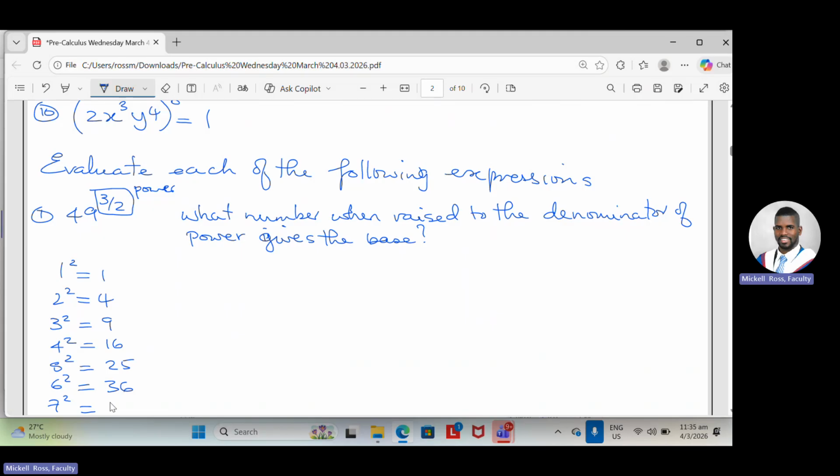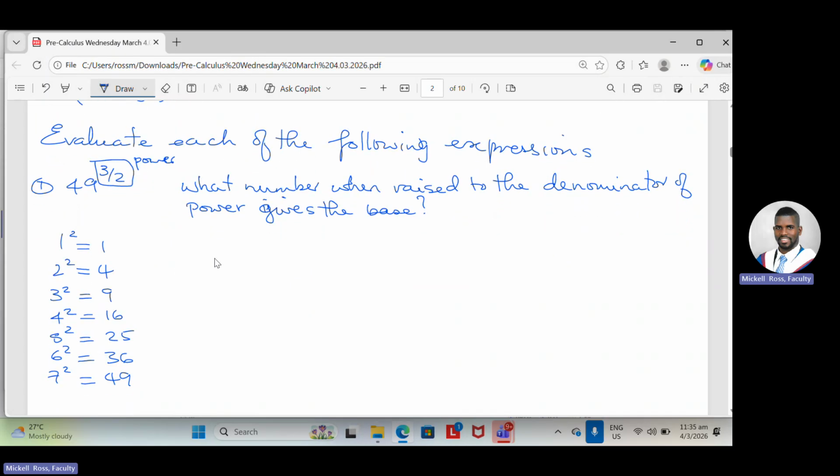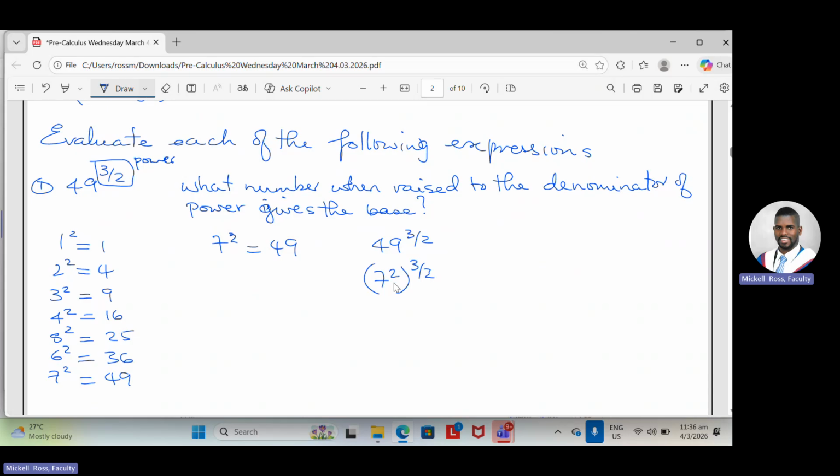Is actually 7. So 7 is raised to the base. When 7 is raised to the denominator of the fraction, it is equal to the base. So what do we do? I know that 7 squared is the same thing as 49. So in solving this question, instead of writing 49, I can write 7 squared. Well, let me write back the question first. It's going to be 49 to the 3 over 2, which is the same as saying 7 squared to the 3 over 2.